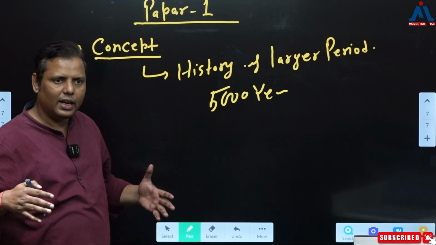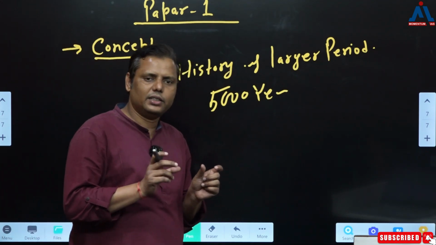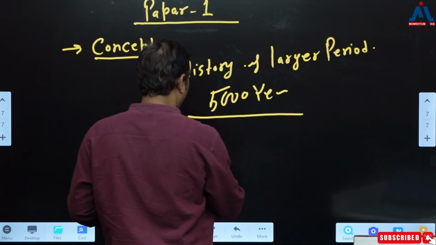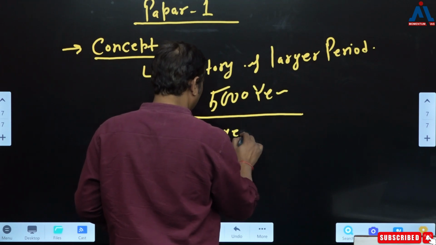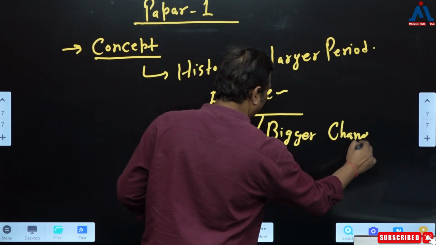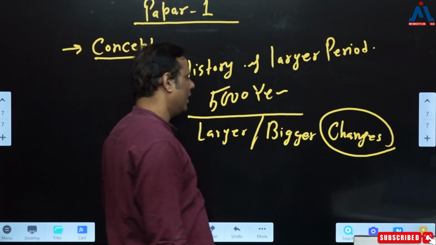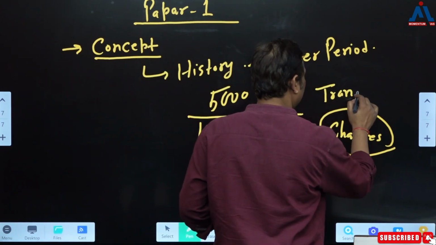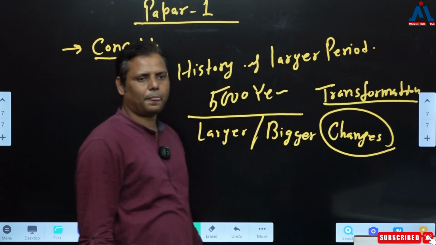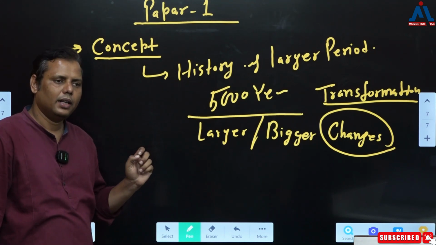So when you are covering a larger period, what would the approach be? Whether you are going to focus on the minute details or the major details? The major ones. It means that in this particular part you have to cover some larger, or let's say some bigger changes. That can also be written as transformations.